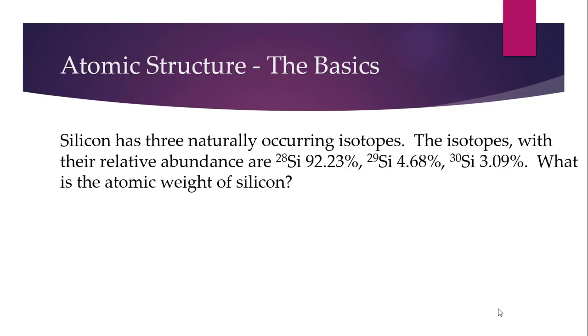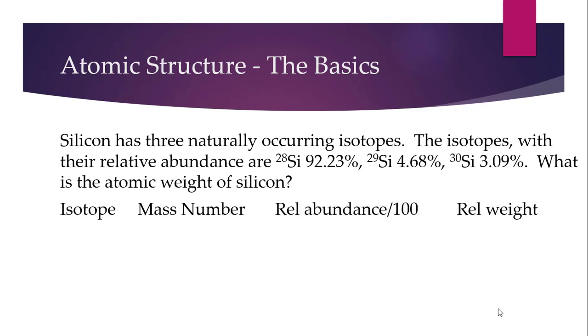So we'll talk about silicon, which has 3 naturally occurring isotopes, and you're asked what is the atomic weight of silicon. We know the isotope, we know the mass number, we know the relative abundance, and if it is in percentage form, we can divide it by 100, and then we can use that to calculate the contribution of that isotope, which is called the relative weight. If you multiply the mass number by the relative abundance divided by 100, that will equal the relative weight.